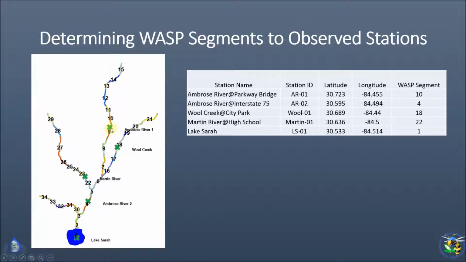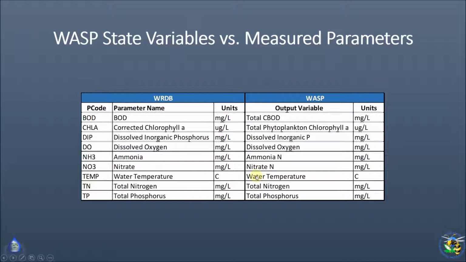That's this one right here, and it is associated with WASP segment 10. The next one is AR2, which is down here, and it's associated with WASP segment 4. And then Wool Creek is over here, and it's associated with WASP segment 18. Martin River is over here, and it's associated with segment 22. And then our last one is the Lake Sarah monitoring station, which is out in the middle of our lake. So it's critical to know the station in WRDB and what segment in WASP it corresponds to, because this is information you're going to need when we do the graphics.